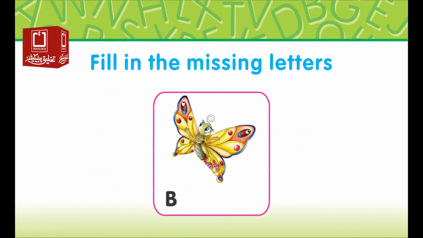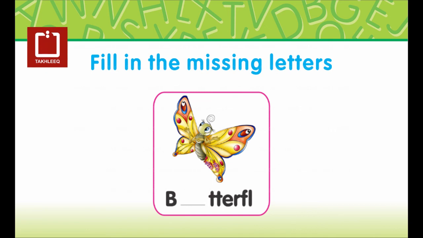Here we see the picture of a butterfly. Here is written B dash double T E R F L Y. The spellings of butterfly are B U double T E R F L Y. Butterfly. Here letter U is missed. So we write here U.